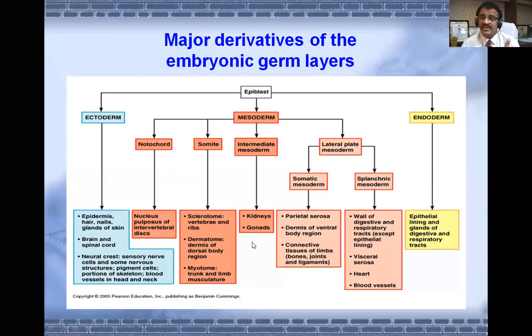Intermediate mesoderm will give rise to kidney and gonads. Gonads means testis and ovary. And then lateral plate of mesoderm will give two portions, somatic mesoderm and splanchnic mesoderm. Splanchnic means all viscera, and somatic means part of the body. So we'll see somatic mesoderm gives parietal serosa, dermis of the ventral body, connective tissues of the limb, bone, joint, ligament, and splanchnic mesoderm will give rise to the visceral serosa, okay, and wall of digestive and respiratory tract also. So epithelial lining is by endoderm and the wall is by the mesoderm.